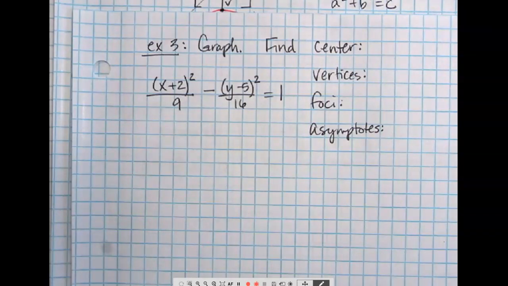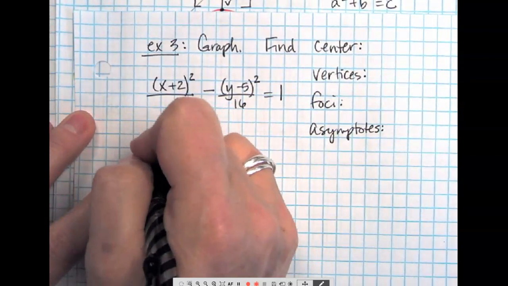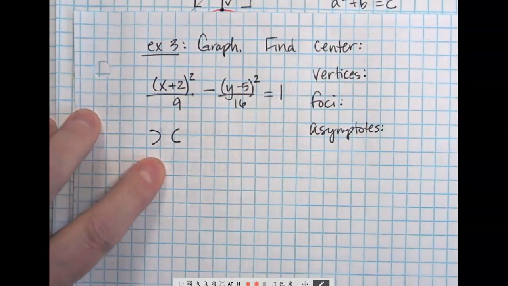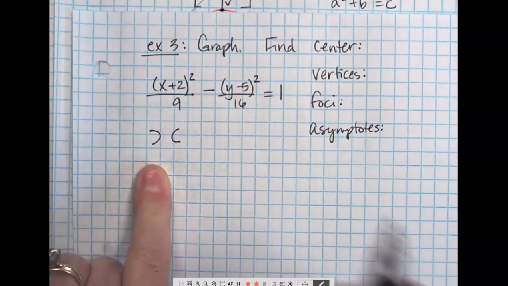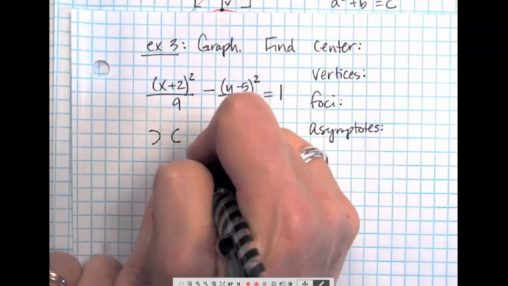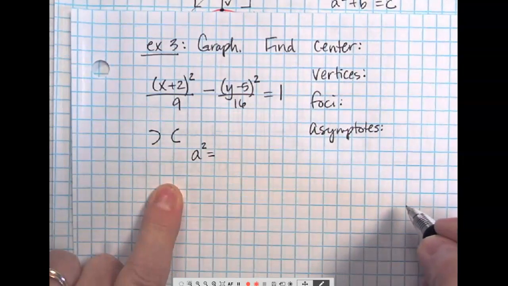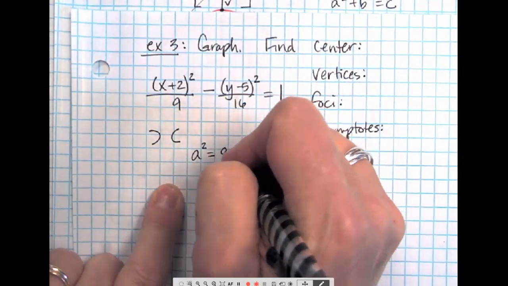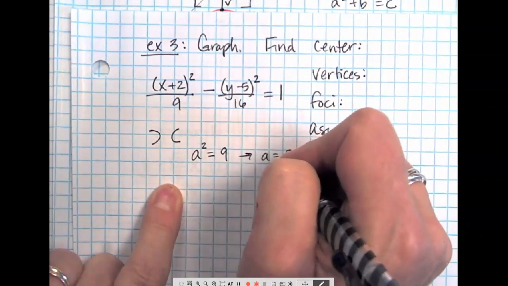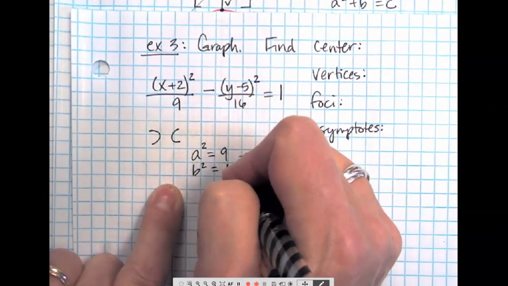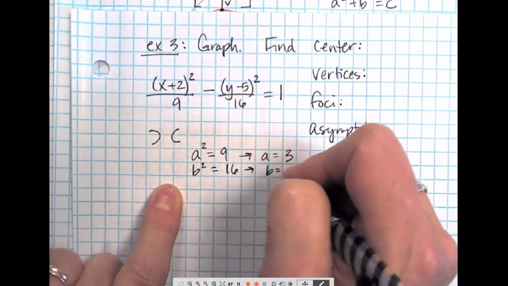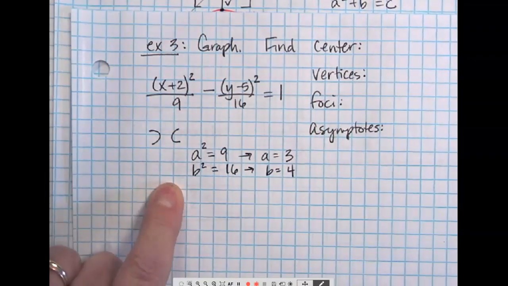Okay, is this vertical or horizontal? Horizontal, because the x term is positive, so I should end up with curves that are facing left and right. What is a squared? 9. Therefore, a is 3. B squared is 16. Therefore, b is 4.